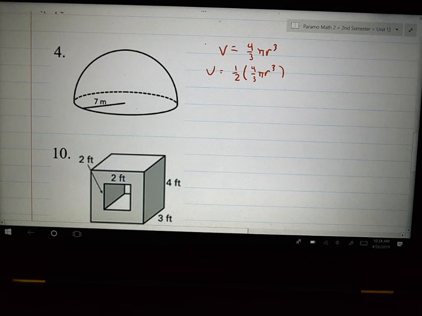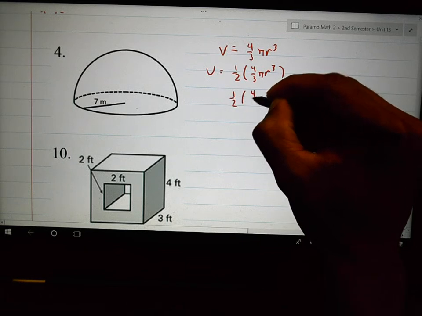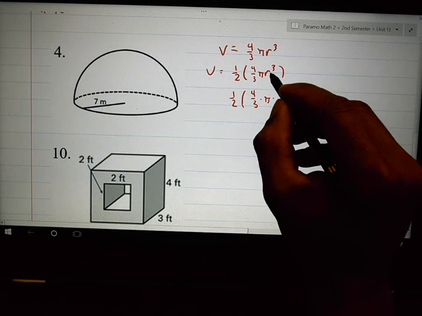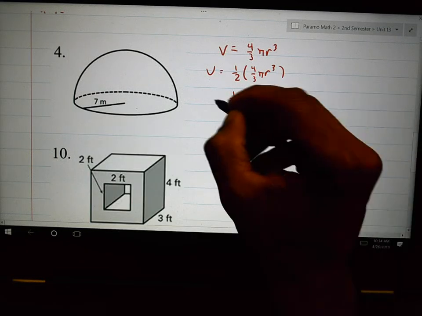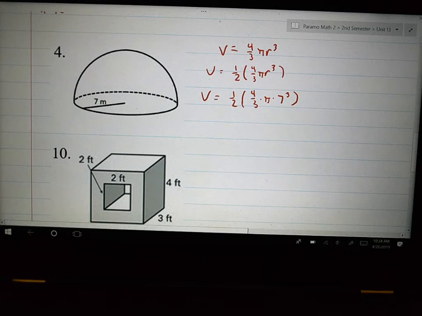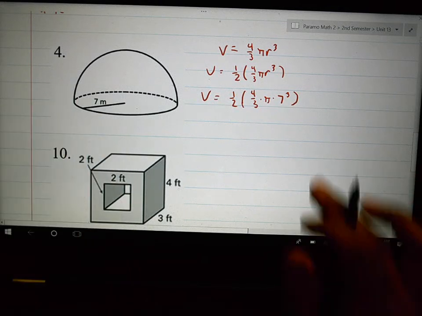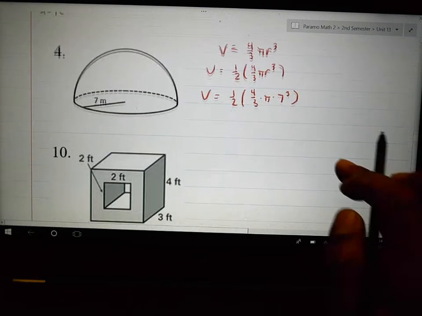So, just in case you have to do that later, here's how I would do it. Half of 4/3 times pi times r to the third power. r is 7 to the third power. That'll be my volume. You can punch this whole thing into your calculator. You're rounding to the nearest tenth anyways.